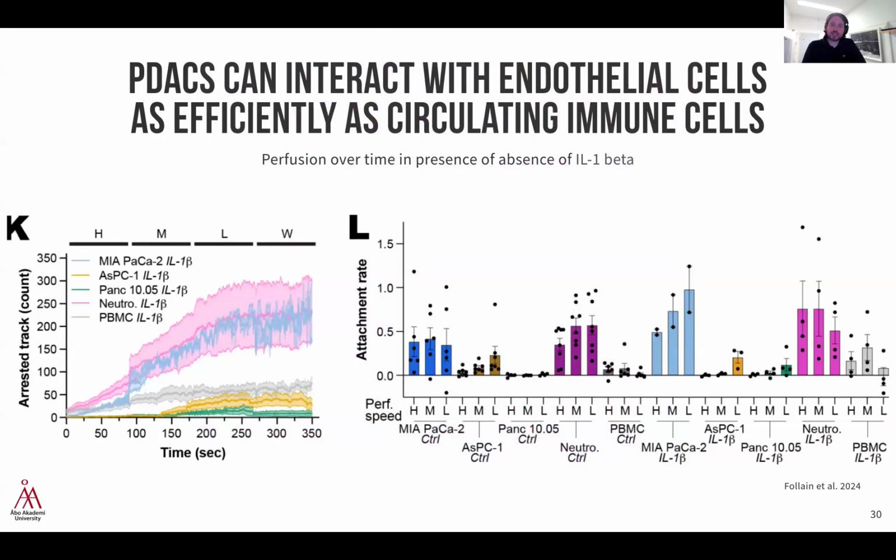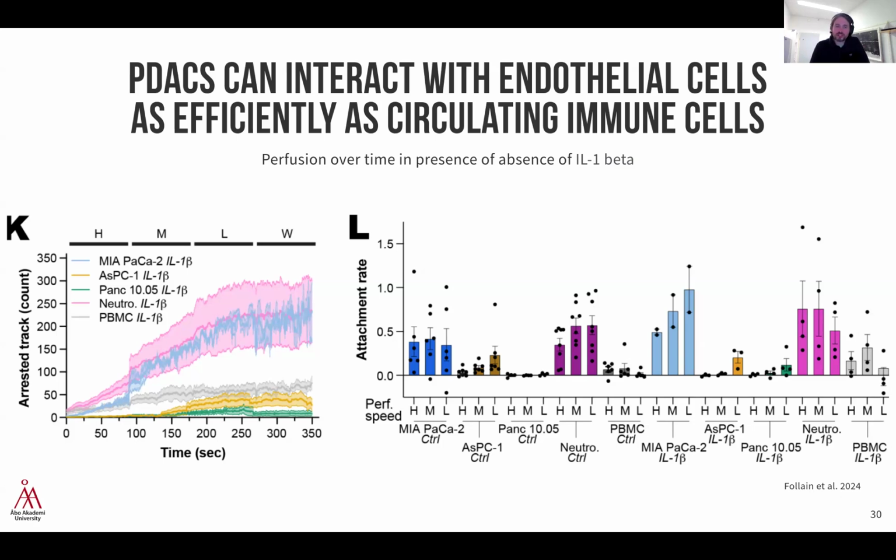I'm cutting a long story short here, but this is the kind of data we get. We repeated cancer cells with and without IL-1 beta to mimic inflammation, with neutrophils and monocytes. What we found is that neutrophils, when activated with IL-1 beta, are capable of attaching very well to endothelial cells, which is not surprising. But what was slightly more surprising to us is that MIAPACA2 cells, the cancer cells, which are hijacking those pathways, show a very similar adhesion profile to those of immune cells, showing that those cells are very, very good at attaching to the endothelium.